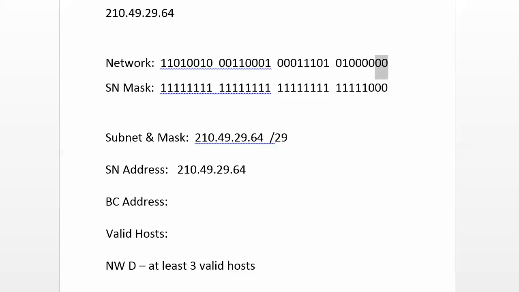If those 3 host bits are all 1s, our total value is 71 because that's going to be 7 right there. That's your 4, 2, and 1 bits. And your 64 was already set. So this is going to be 71. And your valid host IP addresses are right in the middle, 210.49.29.65 through 210.49.29.70. And that's it. And that takes care of network D with 3 valid hosts. Gives you a little bit of breathing room, but you're not heaping a lot of unused addresses on that segment.